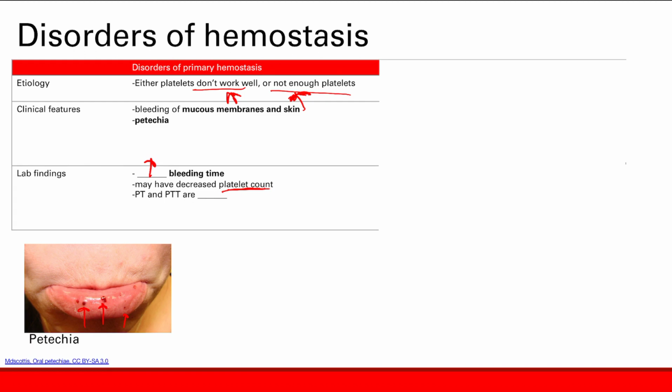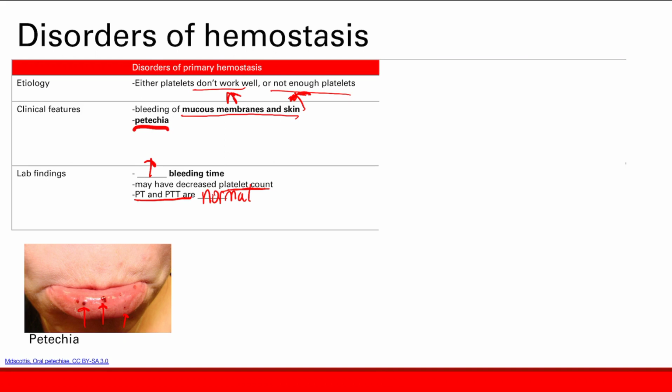Finally, what's going to happen to your PT and PTT? We said PT and PTT were part of the secondary hemostasis, so what's going to happen to these levels? They're going to be normal. There's nothing wrong with secondary hemostasis. This is a problem in primary hemostasis. So, again, primary hemostasis presents with these minor bleeds of the mucous membranes and the skin. You get these small little petechiae.